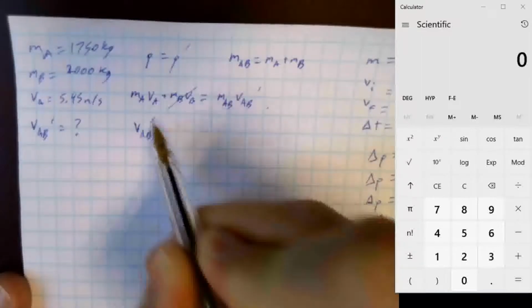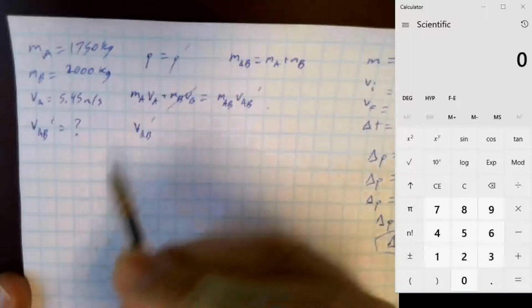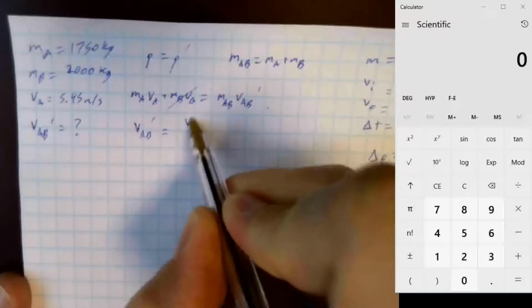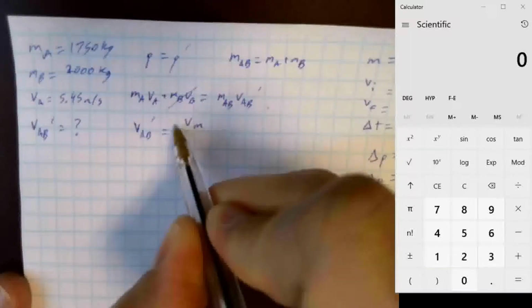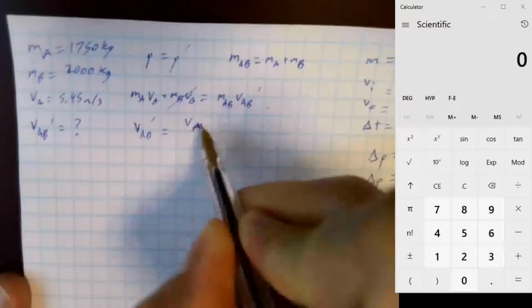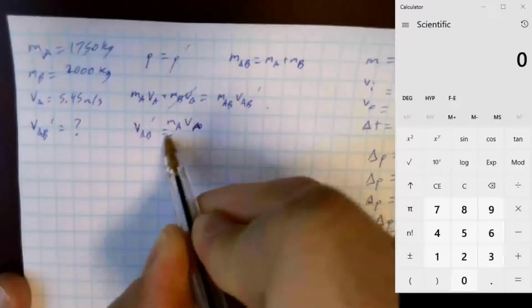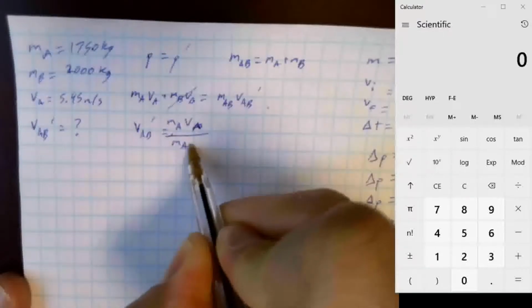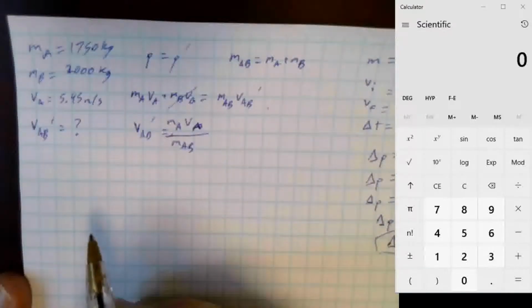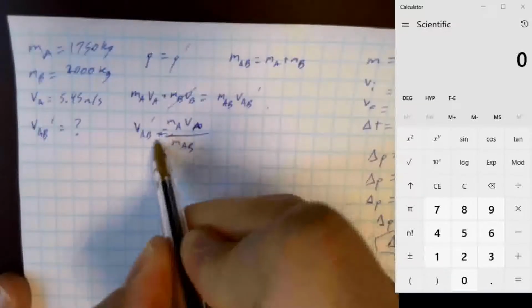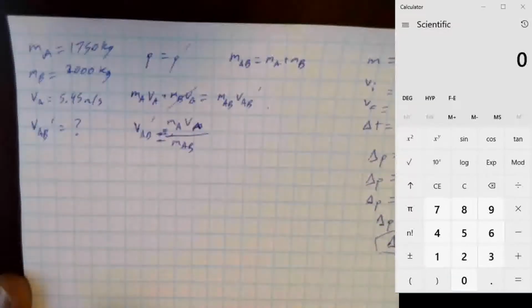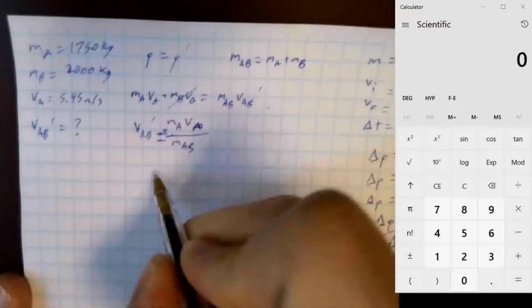So we have VAB prime is what I need to isolate for. It's equal to VA MA over MAB. So VAB prime equals MA VA over MAB.